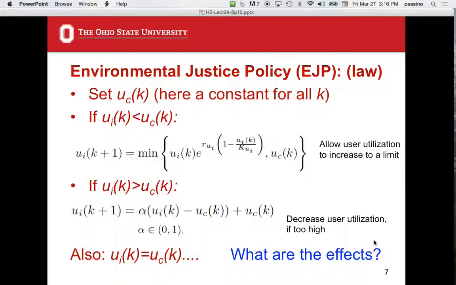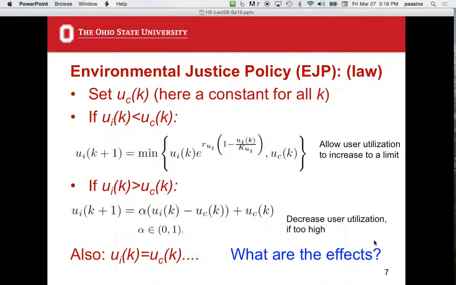Okay. Now, if UI is greater than UC, here's the thing. Here's UC. This first term is UI minus UC. UI is greater than UC, so this number is positive. So I got UI up here, UC down here. I formed a difference. I multiply by alpha between 0 and 1. What does that do? Well, that just says reduce this by some amount. And at the next step, let that be the new UI at k plus 1, because I add on the UC.